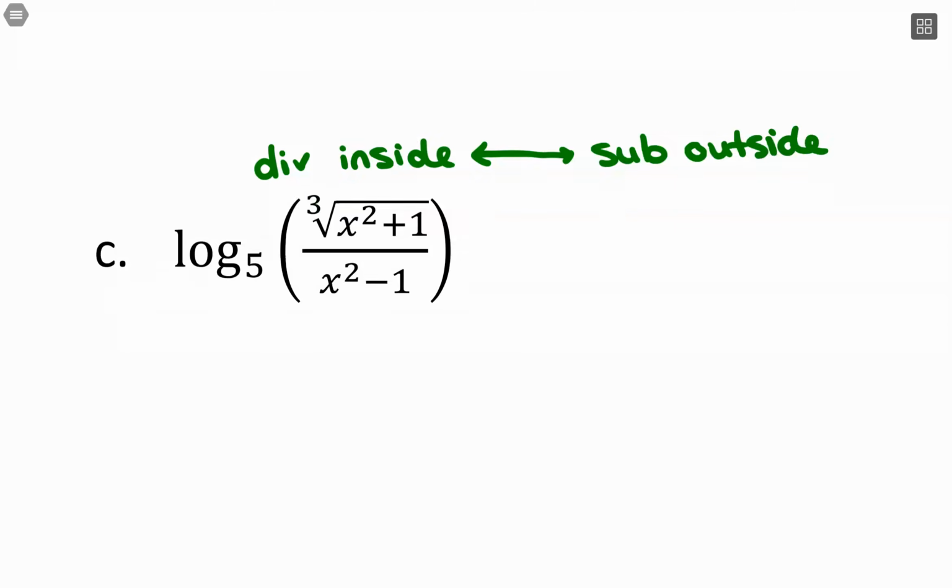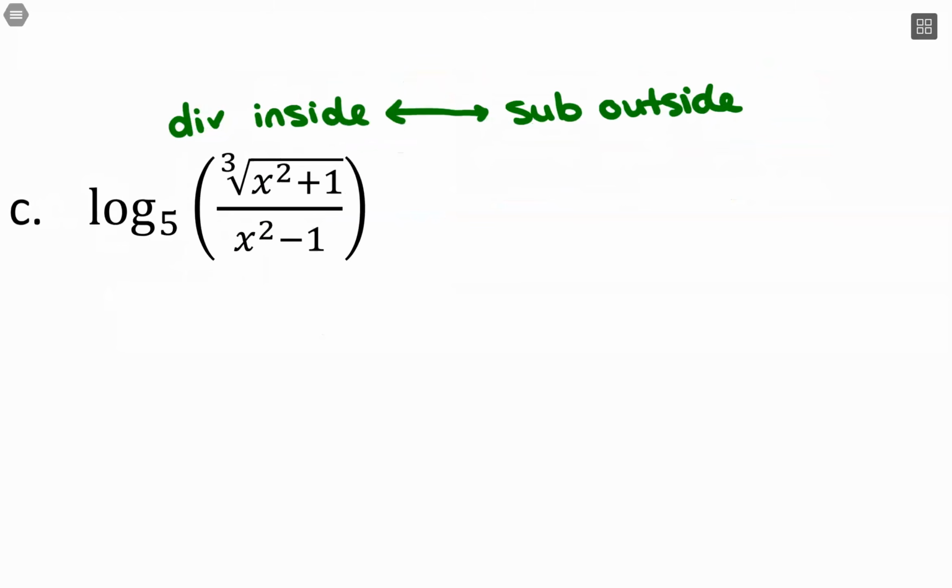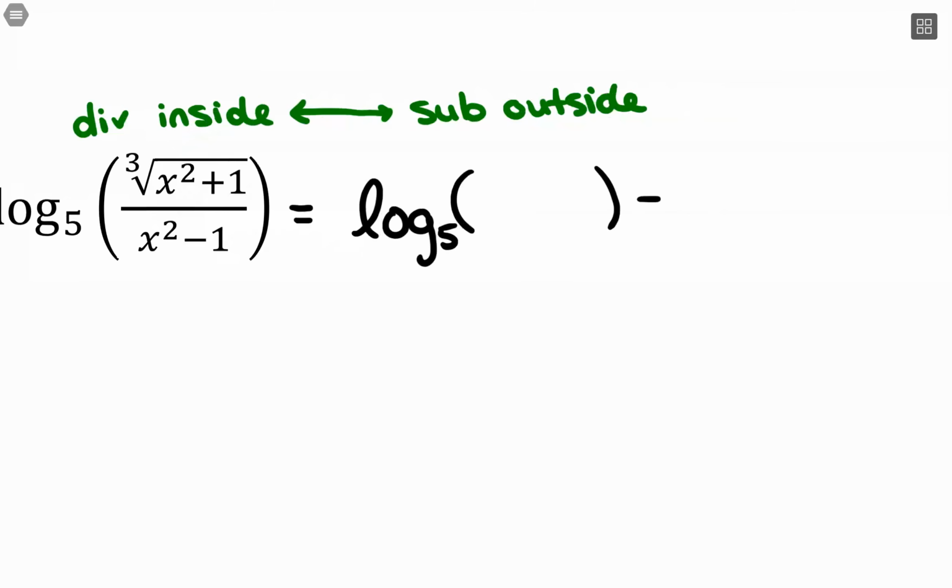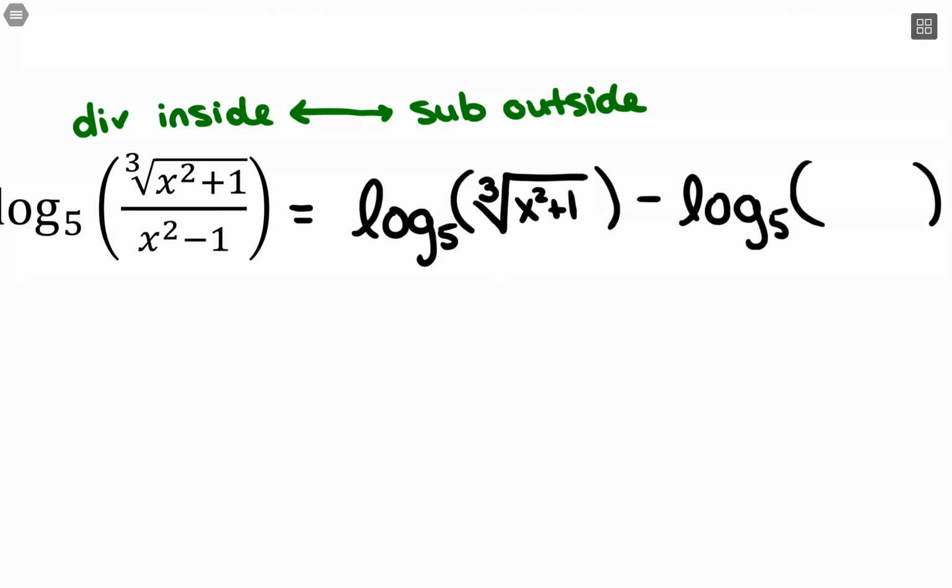So I'm going to separate this into log base 5 minus log base 5. For our first value, I'm going to use the numerator. So that's the cube root of x squared plus 1. And then log base 5, x squared minus 1.